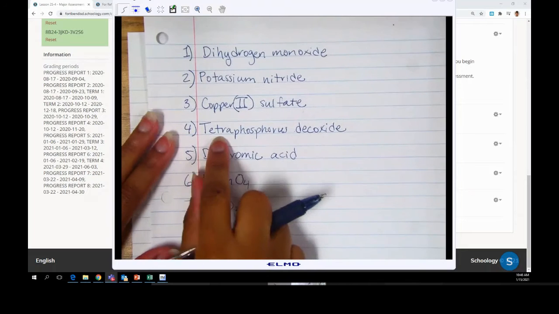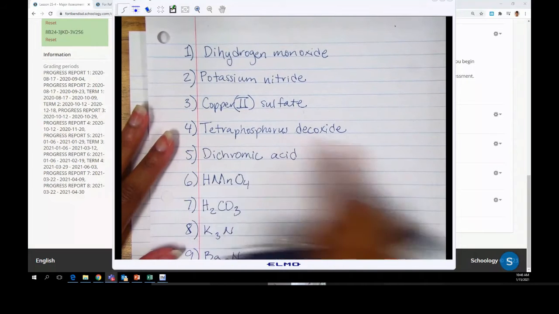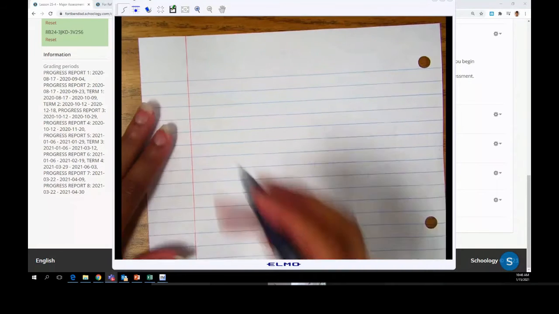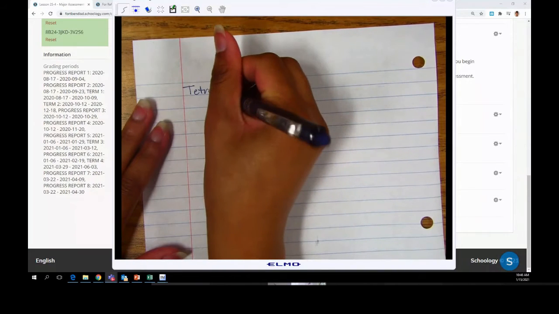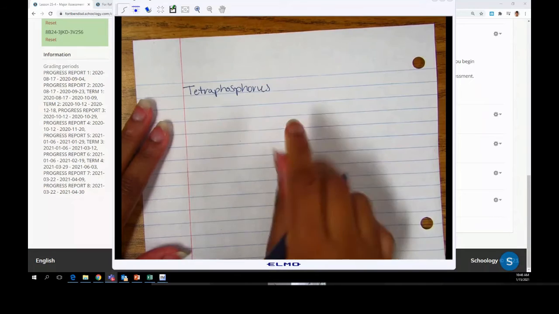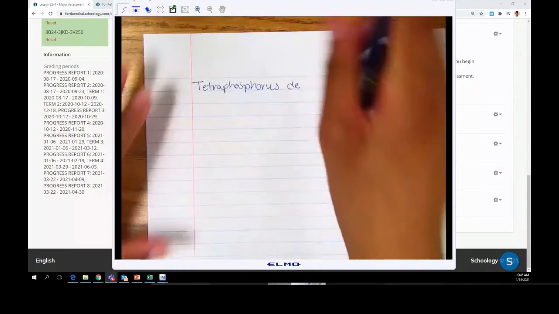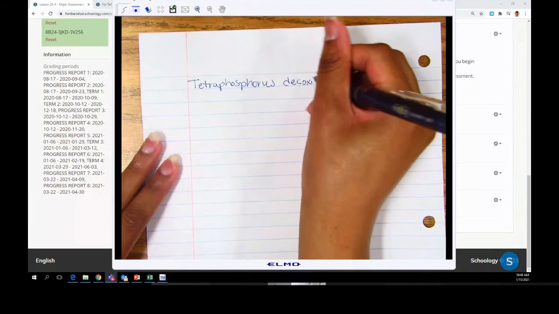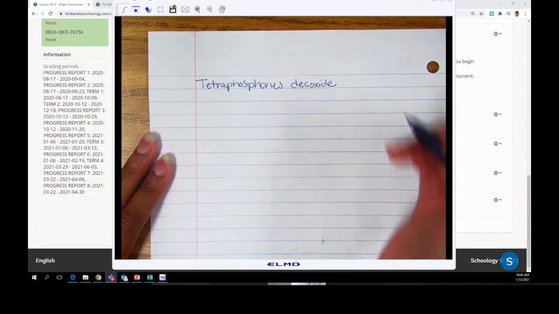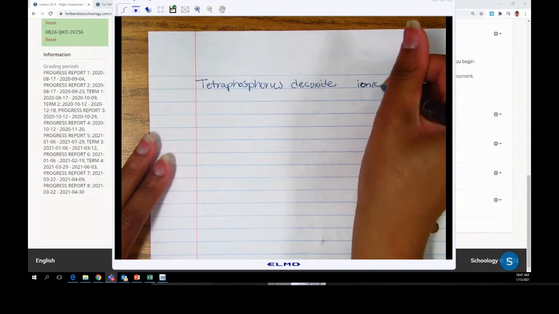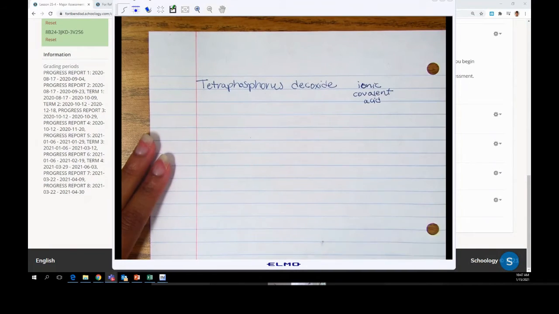The fourth one I have for you guys is tetraphosphorus decoxide. That's a name right there, right? Sounds like a Harry Potter spell. Tetraphosphorus decoxide. First thing, of course, we've got to ask ourselves, are we looking at an ionic, covalent, or acid compound?